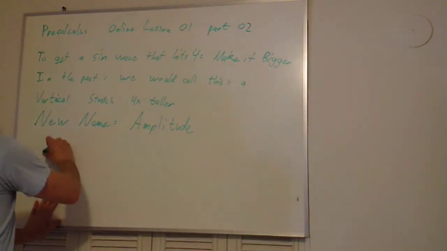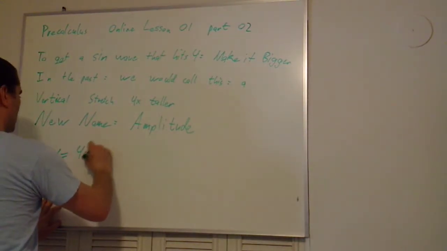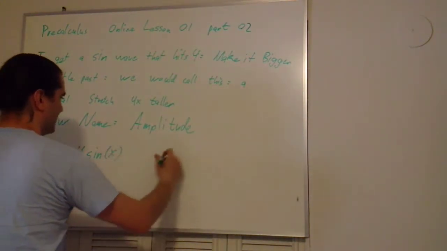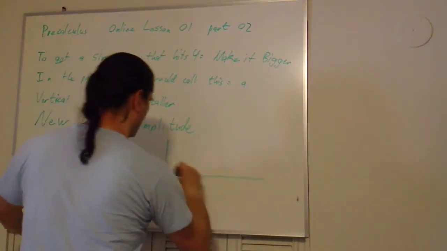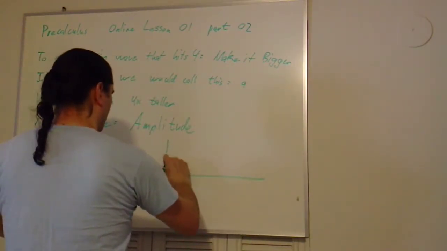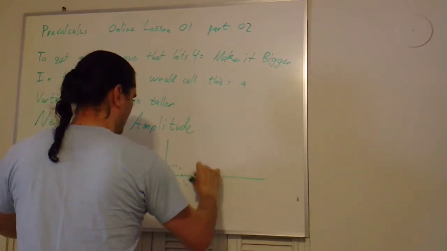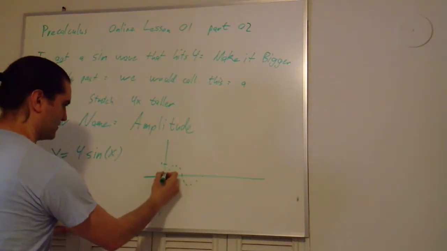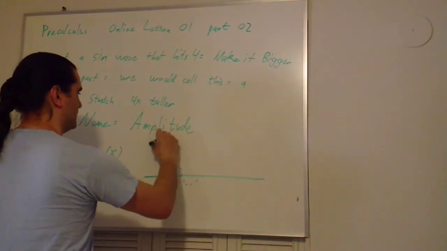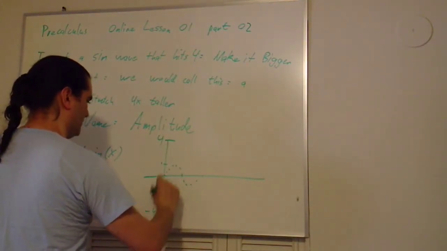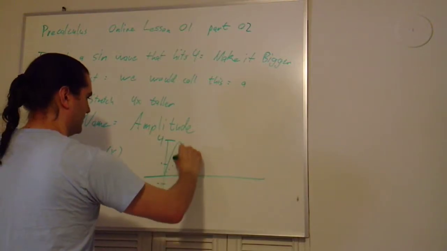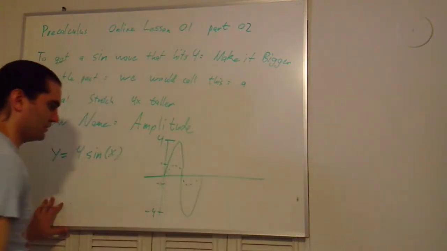We can say that we want y to equal 4 sine of x, and we will get a sine wave. Here's -1 and 1. Dotted green is our standard issue sine wave. Here's 4, here's -4. Solid green is that sine wave being 4 times taller.